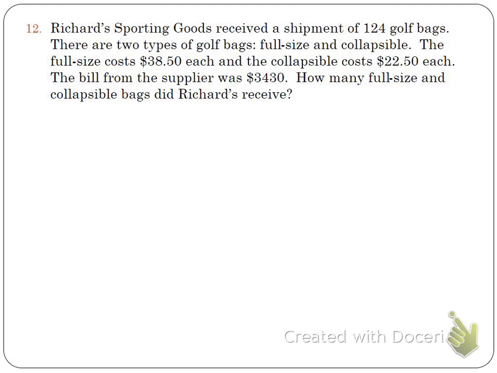This is a lot like number 11, where we've got to define two variables. We don't know how many full-size and how many collapsible bags they got. It's not like Richard Sporting Goods says that for every 5 collapsible bags we need to carry 1 full-size. So one doesn't depend on the other. So we can make these whatever. X can be the number of full-size, and y can be the number of collapsible.